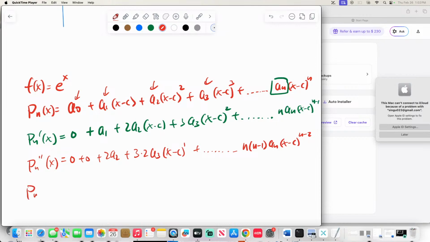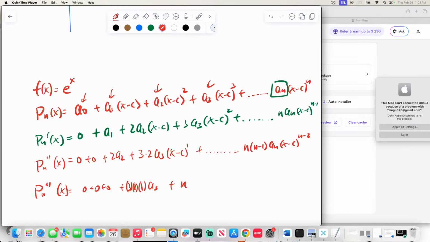P to the 3, you're going to see the pattern. By the third derivative, this is all 0 plus 0 plus 0. And this is going to be 3 times 2 times 1 times a3. Is that okay? Is that 3 times 2 times 1? Yeah. Which we know gets to 6a3. And plus n times (n minus 1) times (n minus 2) times an times (x minus c) to the n minus 3.